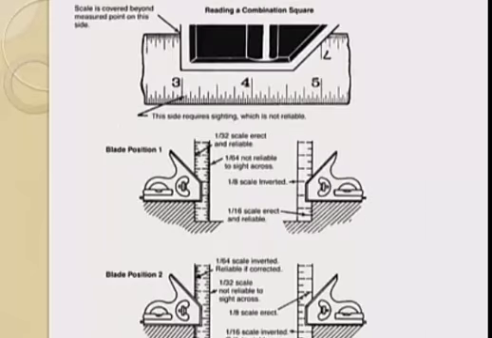Another important point is to make sure that the scale that you choose to use is on the side of the head. You don't want to attempt to read across the blade to the scale on the opposite side. That requires sighting, which is not reliable.